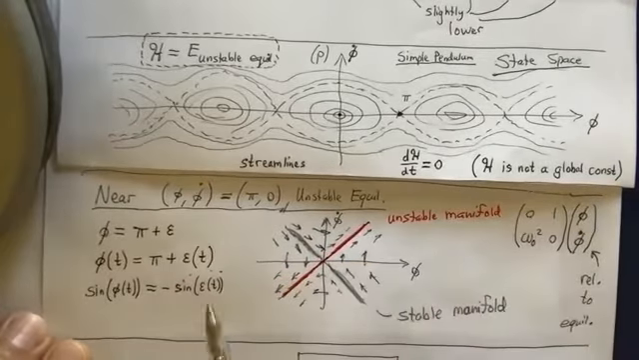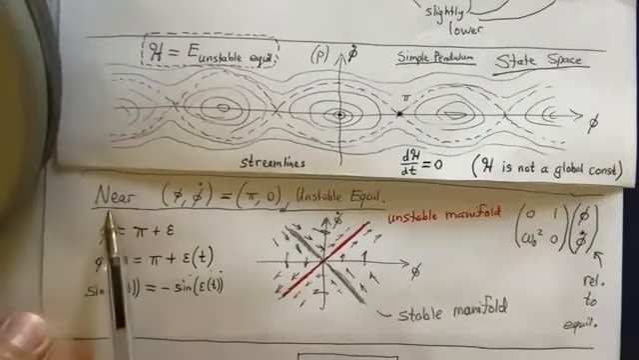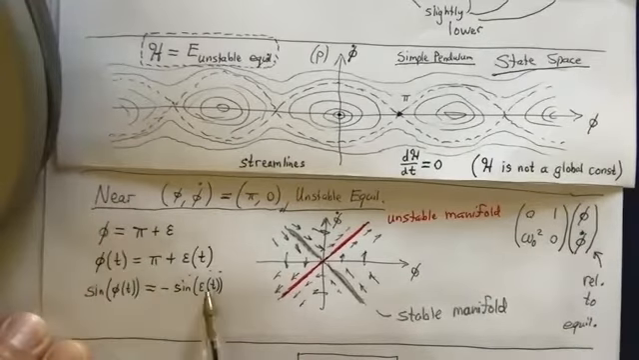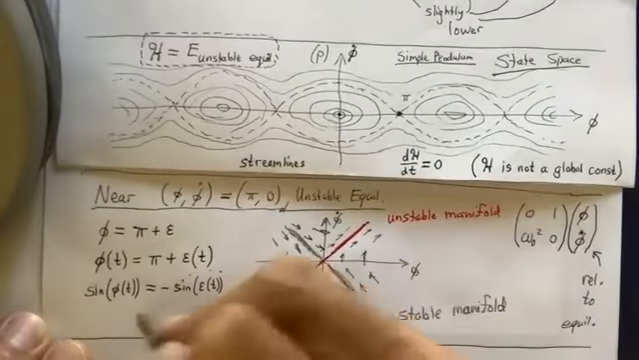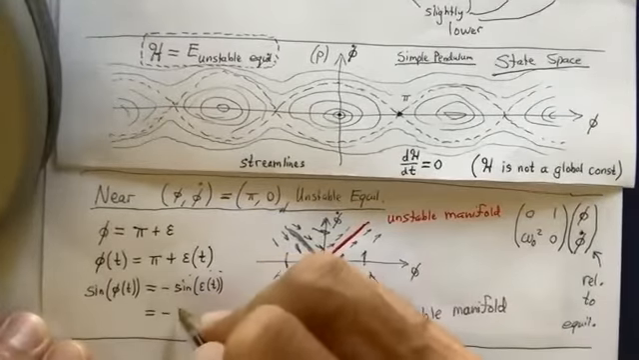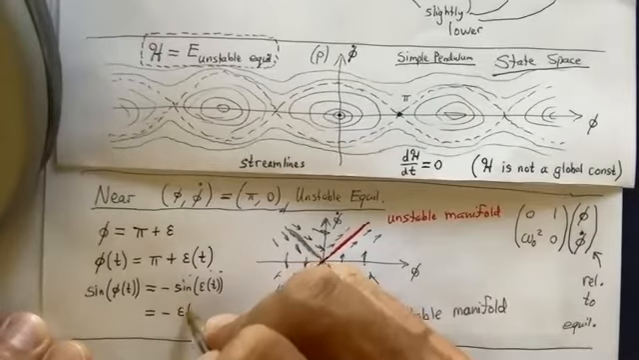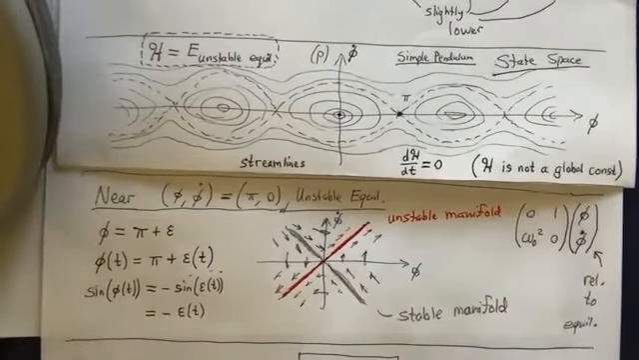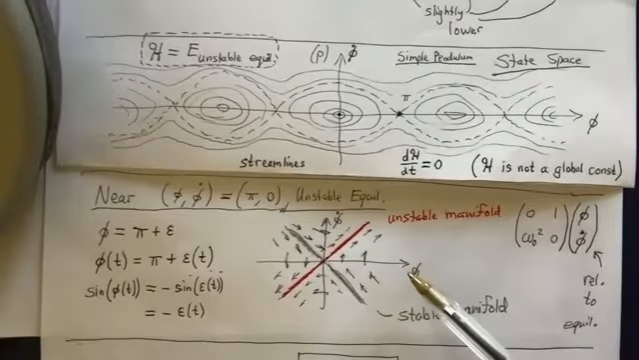Okay, and now we bring in the assumption that this word, keyword here, near, that's a keyword. So epsilon is small. The sine of a small angle is just the angle itself. So this is equal to minus epsilon of t.